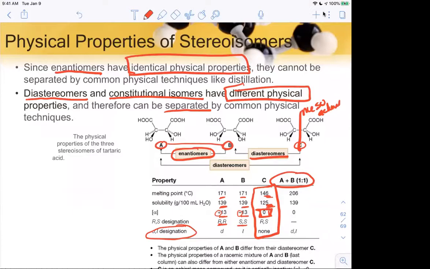This is called a racemic mixture or a racemate. This is when I have a 1-to-1 equimolar ratio of 2 enantiomers. Notice in this case, my physical properties will change, but this is the important part. This is not optically active.